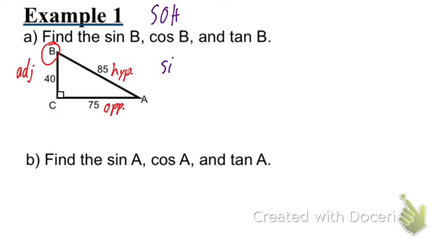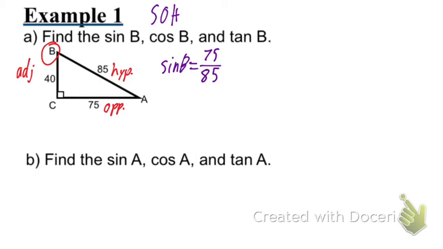sine of angle B is equal to blank over blank. What does SO stand for? Sine is opposite over hypotenuse. So what is the opposite measure? 75 divided by, what is the hypotenuse measure? 85. Sine of angle B is equal to this ratio, this number over this number.